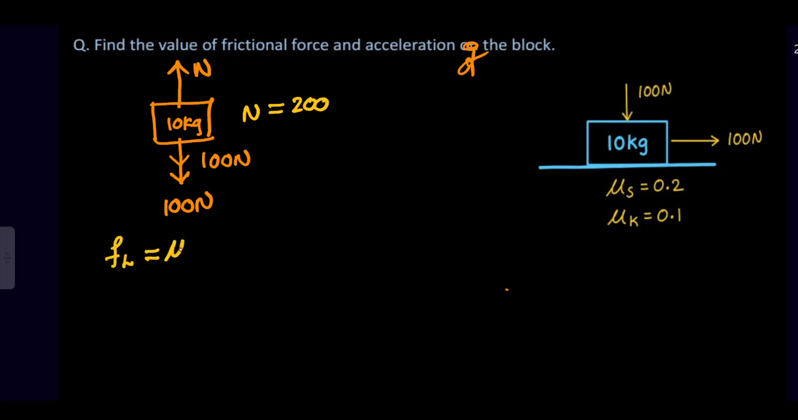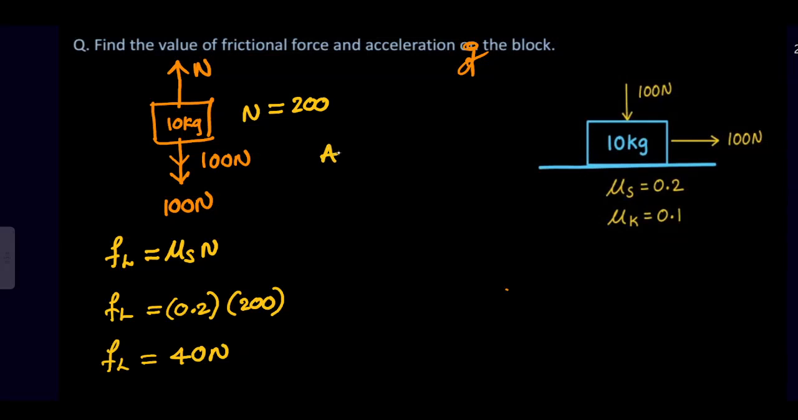Limiting friction is how much, you tell me now? That is mu s into N. So for limiting friction, mu s value, how much is given? That is 0.2 into N value, how much? 200. So limiting friction is how much now? 40. Limiting friction is 40 newtons. How much is the force we applied? Applied force is how much? 100 newtons. Applied force is 100 newtons.